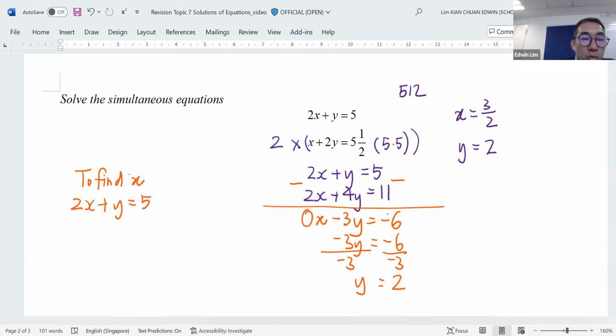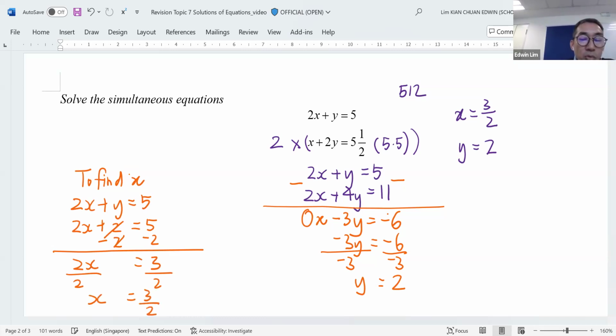Since y equals 2, 2x plus 2 equals 5. To get rid of plus 2, I will minus 2 now. Minus 2. I will get 2x, there's no more. 5 minus 2, 3. Divide by 2, divide by 2. x equals 3 over 2. I got the right answer.